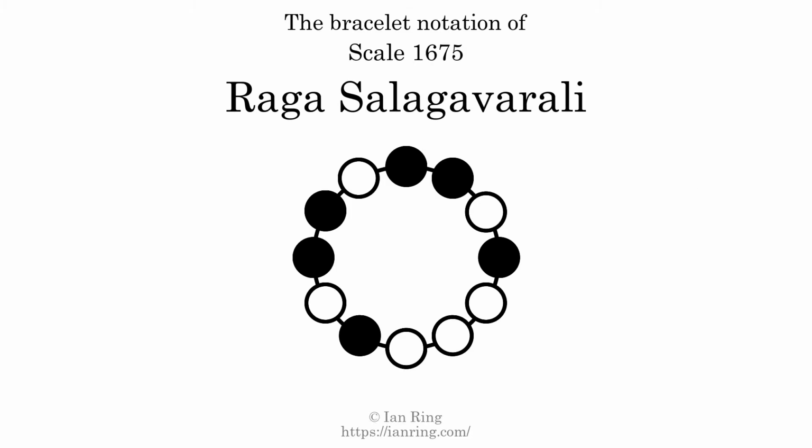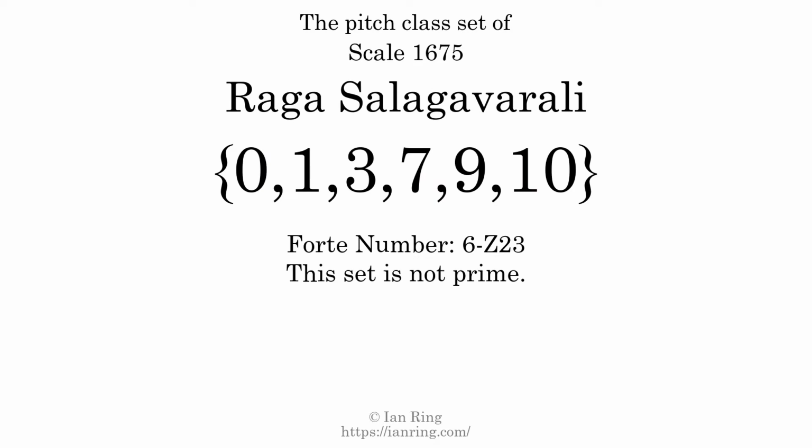This is a bracelet notation diagram of scale 1675. The shaded circles represent tones that appear in the scale, and they are read clockwise, starting at the top. The pitch class set for this scale is 0, 1, 3, 7, 9, 10. The Forte class is 6Z23. This set is not prime.